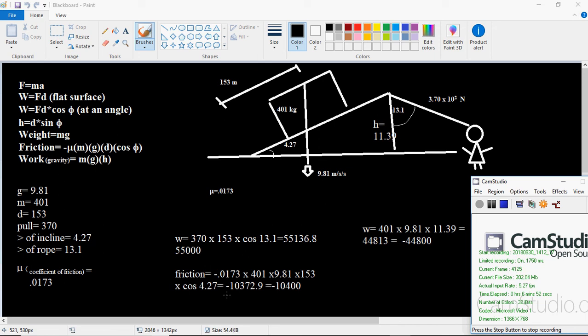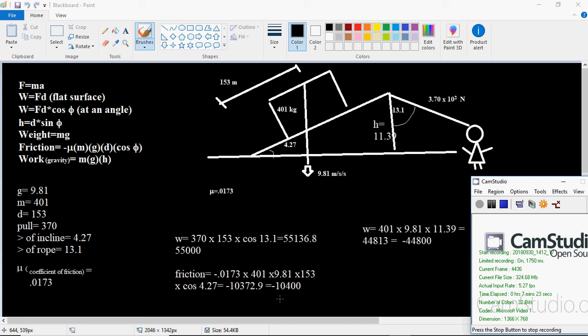And whenever you do all that, you should end up with negative 10372.9. However, we have 3 significant digits in each of these values, so we got to round this to 3. Okay, so we got our 1, 0, 3, and then the 7 will round it up. So we have negative 10400.